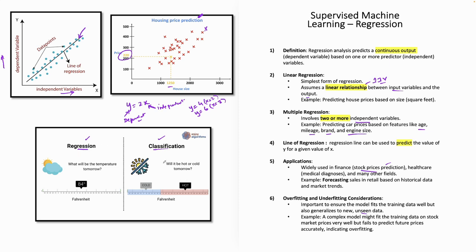Regression, as we said, predicts a continuous output. So what will be the temperature tomorrow, right? Weather forecasting. You're doing weather forecasting here, and on a continuous basis, you are doing this weather forecasting. That's why we call it regression. So remember, regression analysis predicts a continuous output. You get the value of the dependent variable based on one or more independent variables.